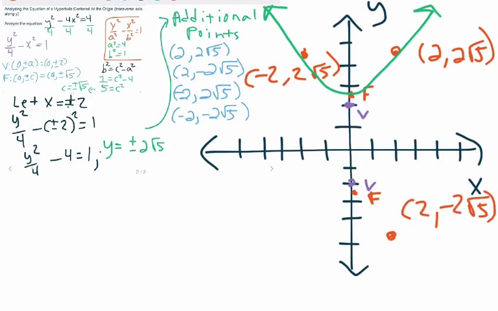We have 2, negative 2 square root of 5. And then negative 2, negative 2 square root of 5.